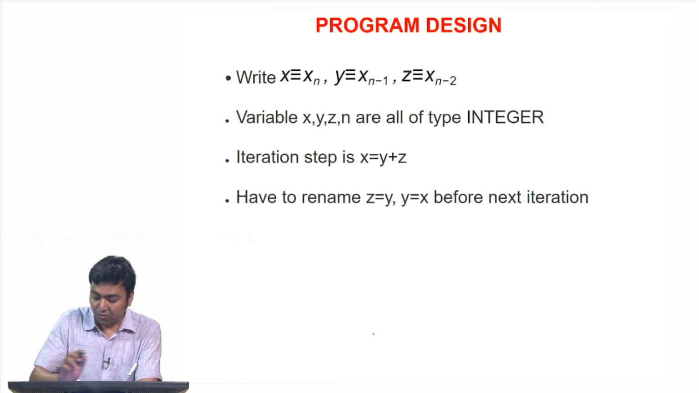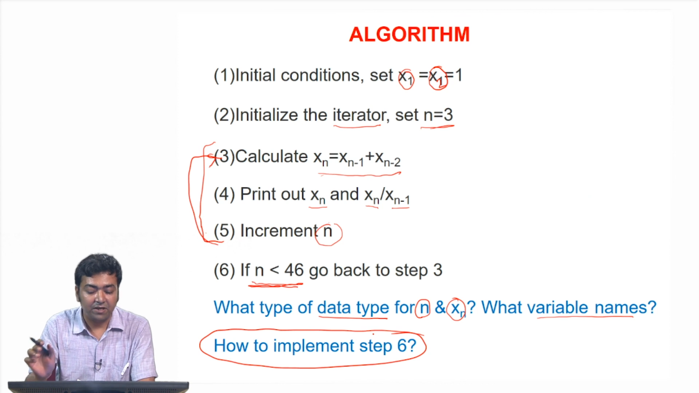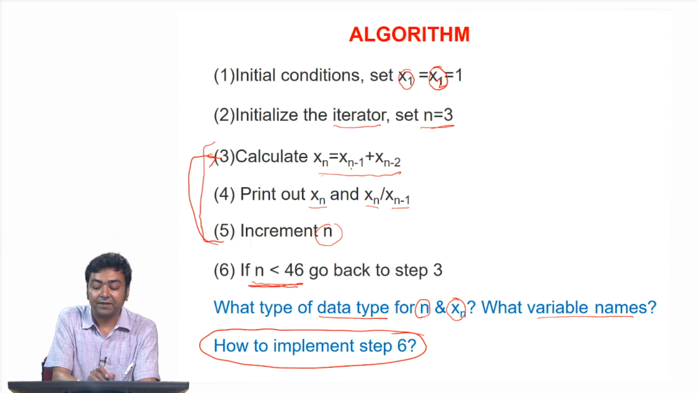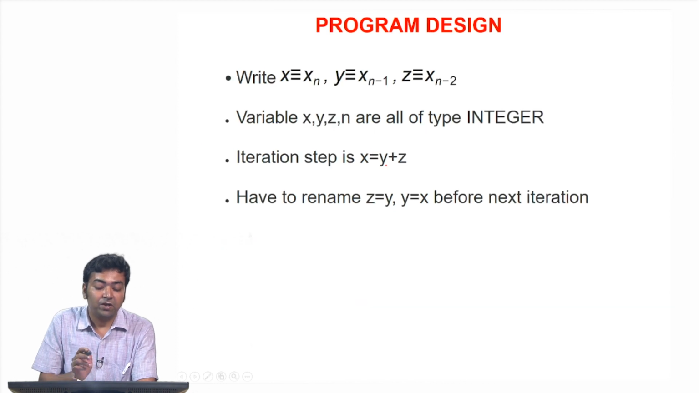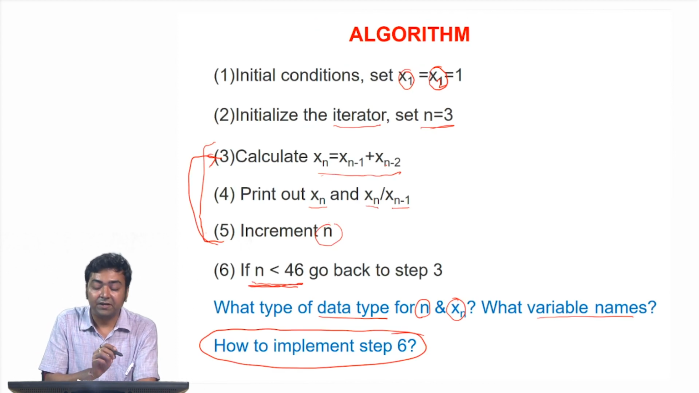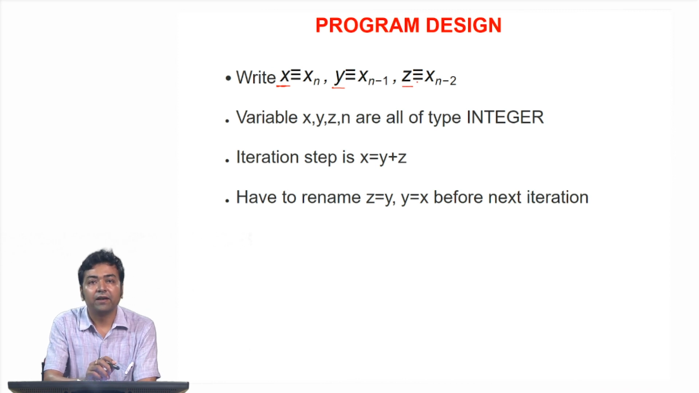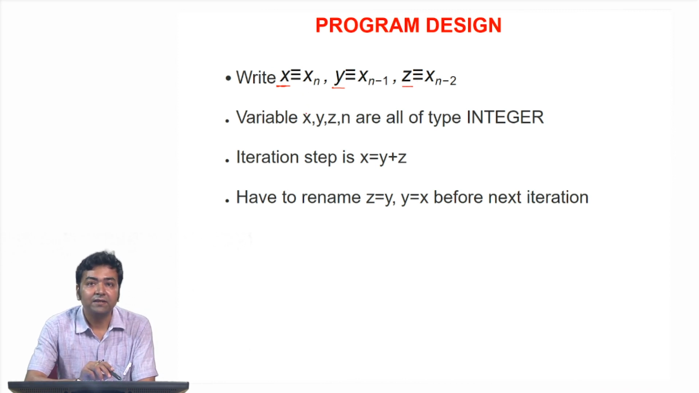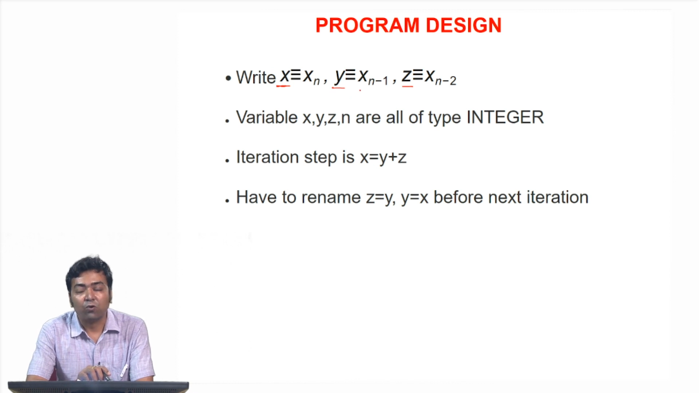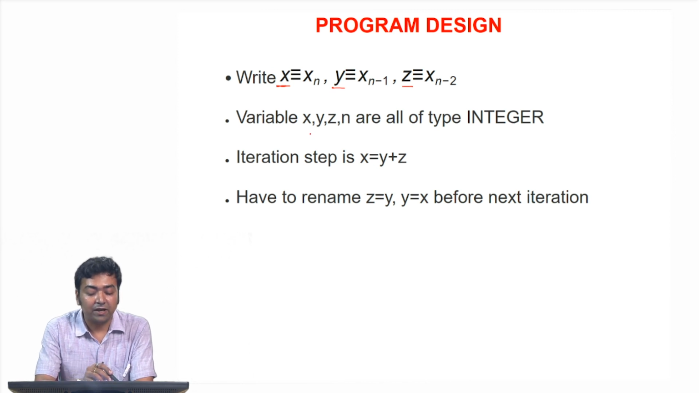At a given instance of time, we always need 3 numbers: xn, xn minus 1 and xn minus 2, and all these numbers are integers. So, basically we will be using 3 variables here, x, y and z, where in x I will store xn, my new number, in y I will store xn minus 1, the previous number, and in z I will store xn minus 2, the second previous number. Since these are all integers, I have set x, y, z all as integer type.